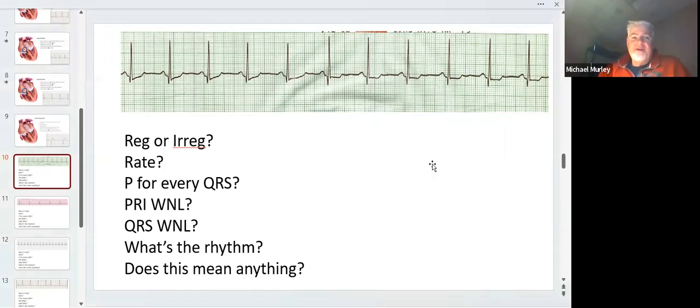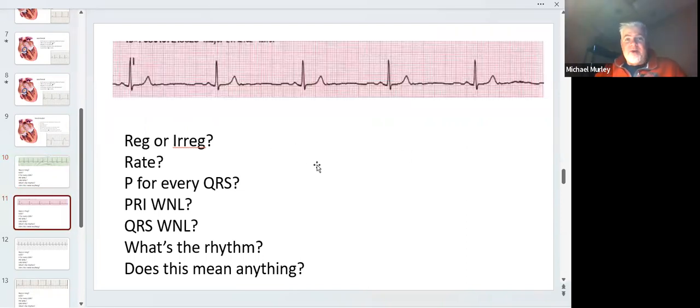Is there a P wave for every QRS? Yes. And I know if I have P waves, this is a sinus or atrial rhythm, but this is a nice little speed bump, so it's sinus. Is my PRI within normal limits? Looking for one that falls right on. It's about 1, 2, 3, 4, so 0.16. So that's good. The QRS is nice and tight. What's the rhythm? This is a sinus rhythm. Does it mean anything? We're going to check a pulse, check a blood pressure, ask the patient how their day's going.